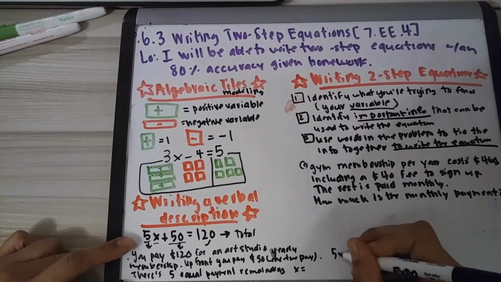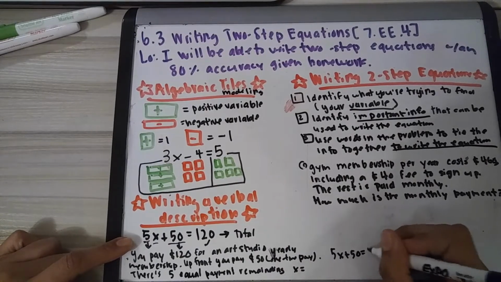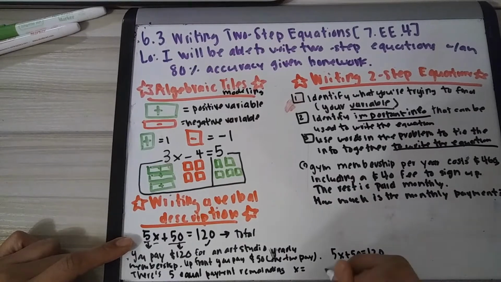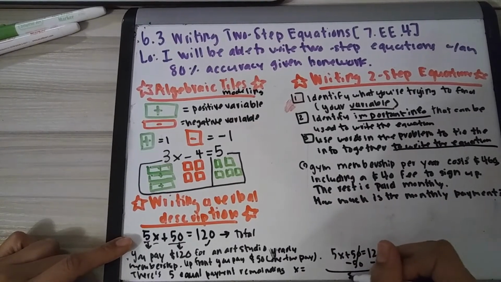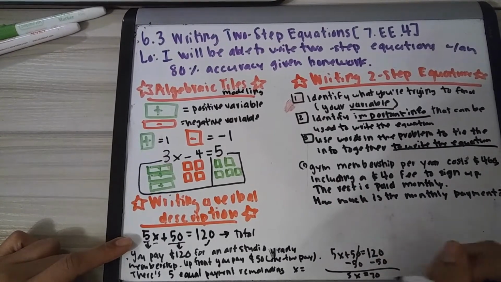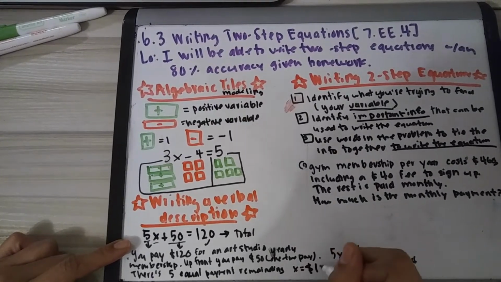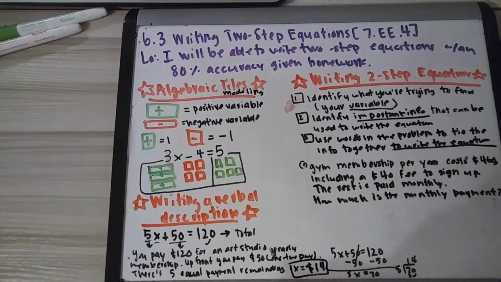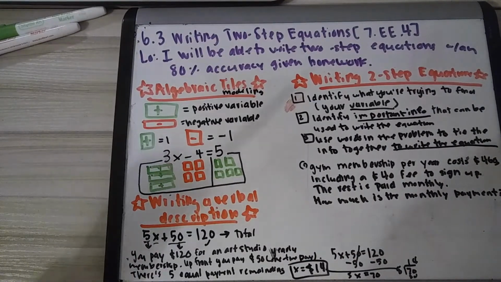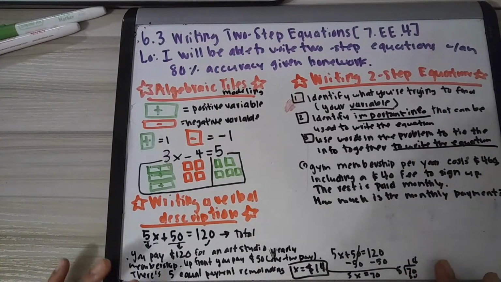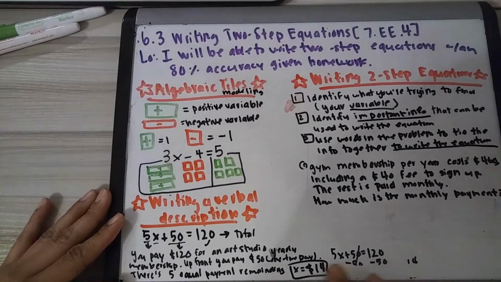So let me do that really quick for you guys. Remember, I'm going to do opposite operations, so I have to subtract this, and you will see that in the next lesson, so don't worry about it if you don't get it right now. So that's 70. If I divide 70 by 5, it's going to be $14. So I'm going to make 5 payments of $14 to finish up my 120. But don't worry about finding the x right now. Just pay attention to the verbal description.